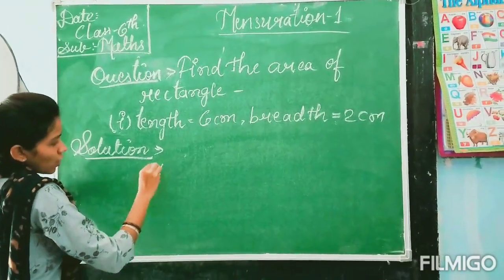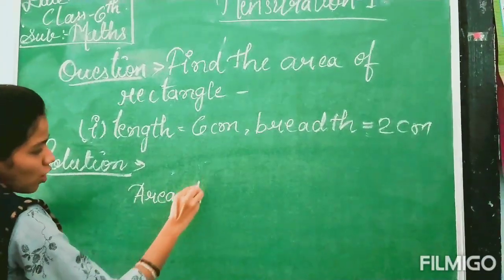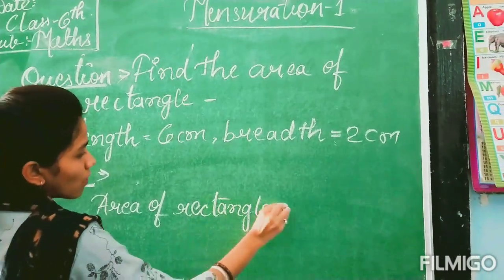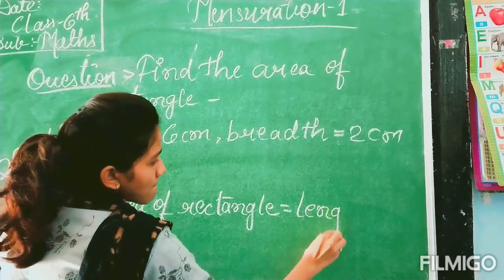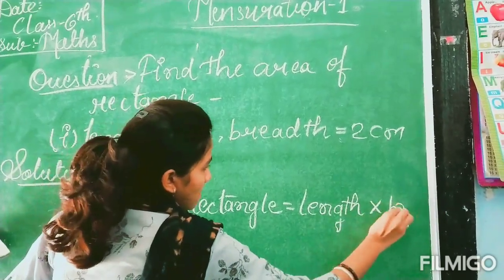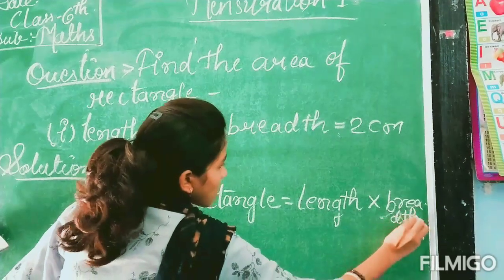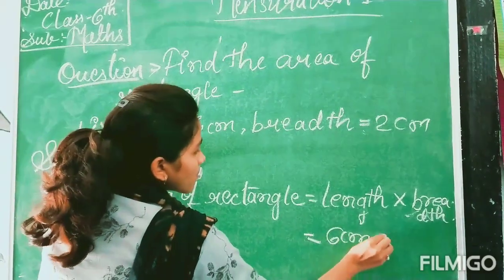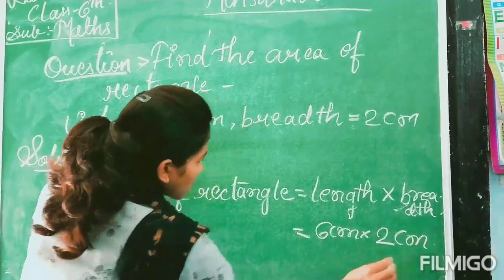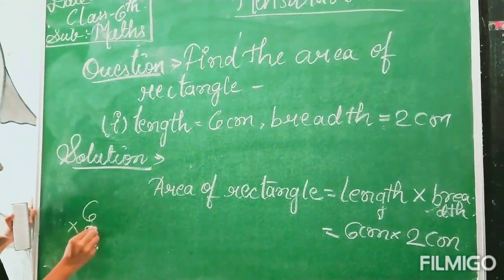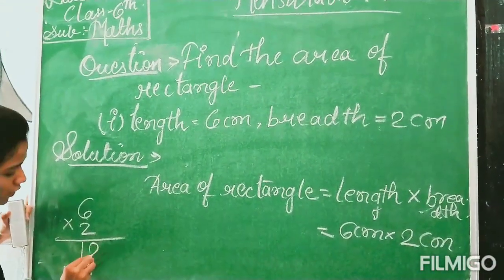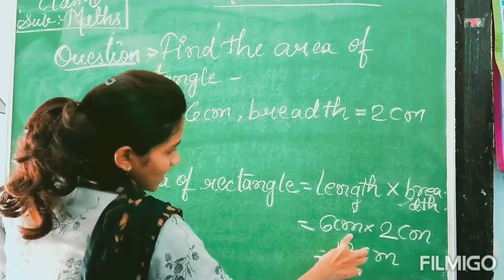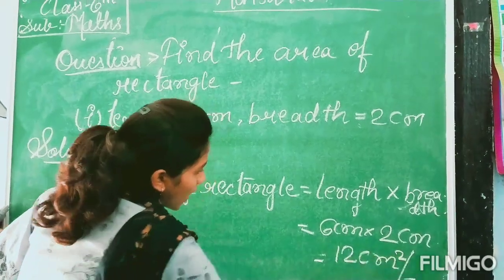What is the formula of area of rectangle? Area of rectangle formula: length into breadth. Put the value. What is length? 6 centimeter and breadth 2 centimeter. Then multiply 6 into 2. 6 1 is 6, 6 2 is 12. What is the answer? 12 centimeter. And multiply the centimeter centimeter, centimeter square.